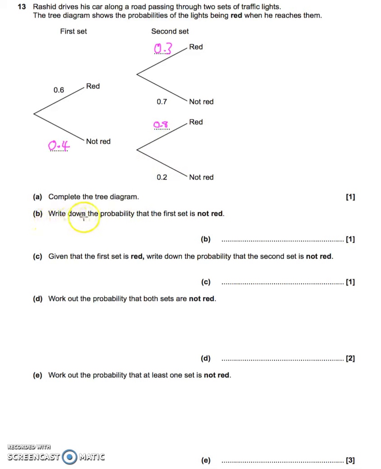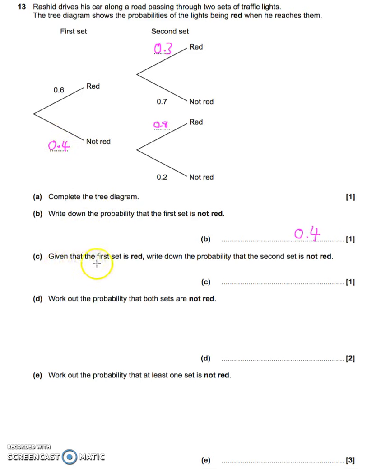We now need to write down the probability that the first set is not red. So the probability of the first set not being red, there we go, 0.4. Nice and simple. That's the probability the first set is not red. We've written it in there. Interesting that we're getting a mark for that, having just written that on the tree diagram. Strange question.